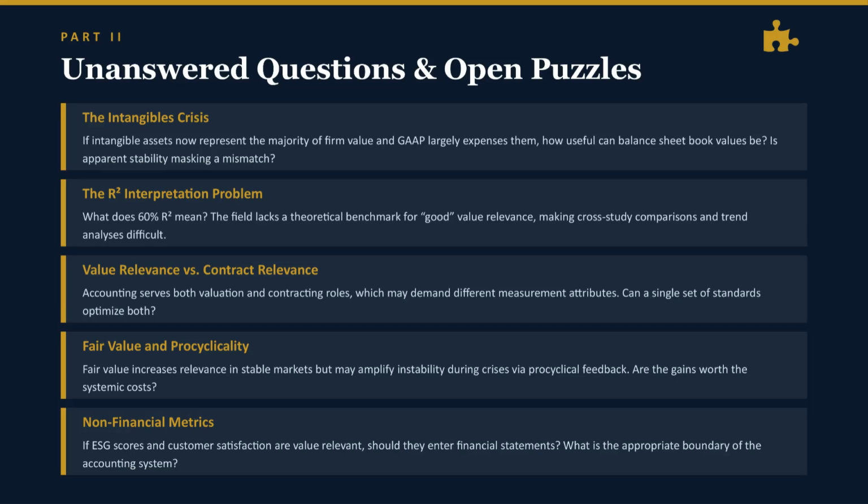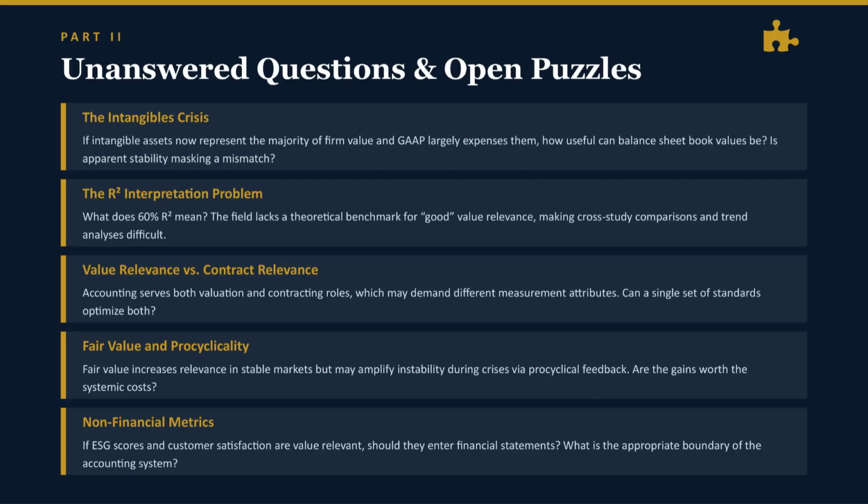Unanswered questions and open puzzles. The intangibles crisis. If intangible assets now represent the majority of firm value, and GAAP/IFRS largely expense them immediately, how useful can balance sheet book values be? Has value relevance truly held steady, as Collins et al. 1997 suggest? Or is the apparent stability masking a fundamental mismatch between what firms own and what the balance sheet reports?